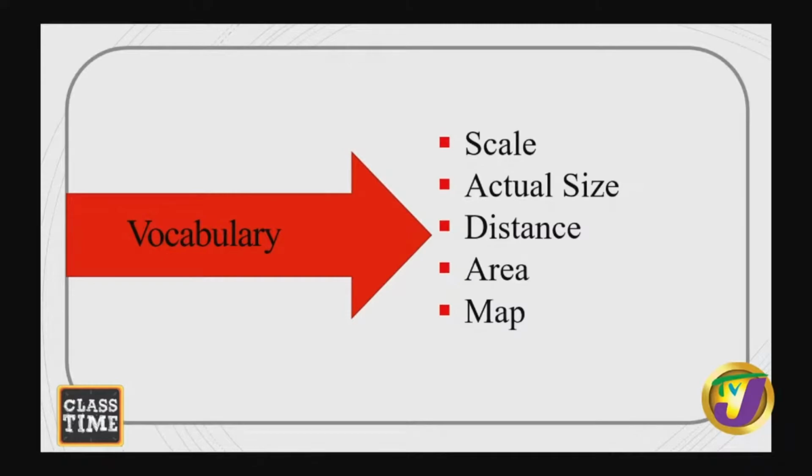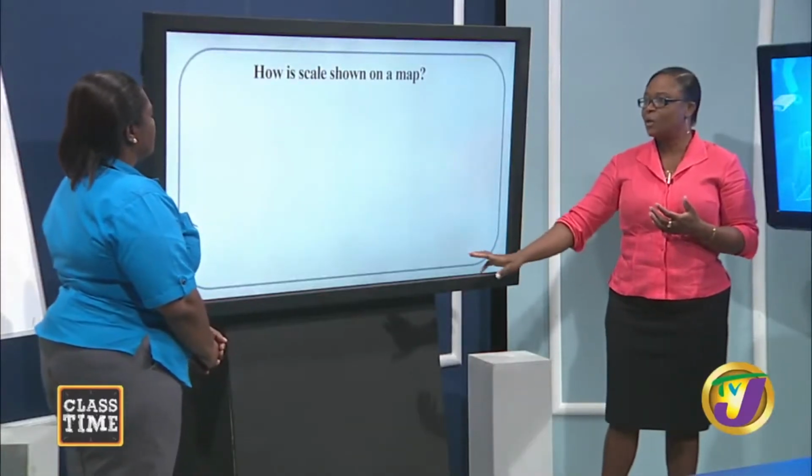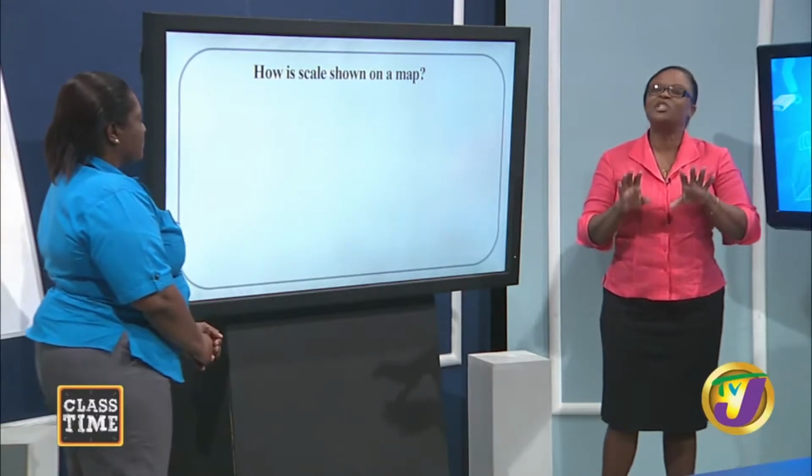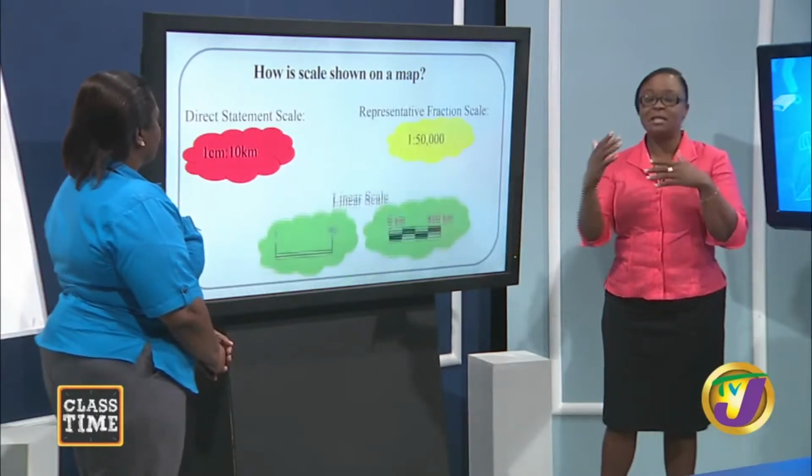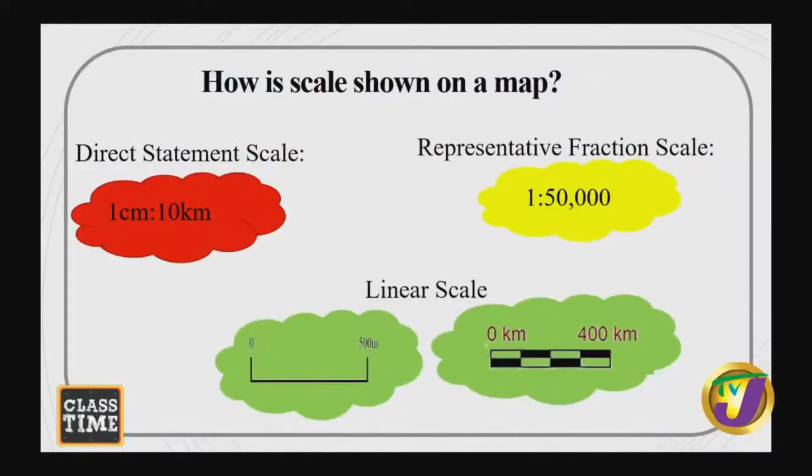Once we talk about a scale, you spoke about where it was located on the map, and it had a special look, a special typeface. I want us to look at the three ways in which the scale could be written: the direct statement scale, the representative fraction scale, and the linear scale. We would see any of these on a map or a drawing, and this gives us additional information. But what does the scale really mean?